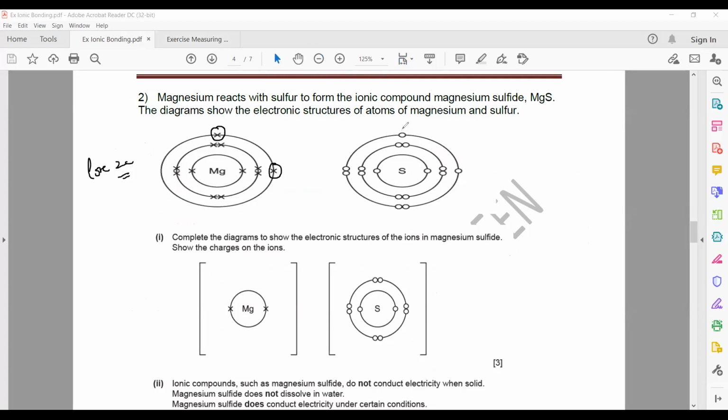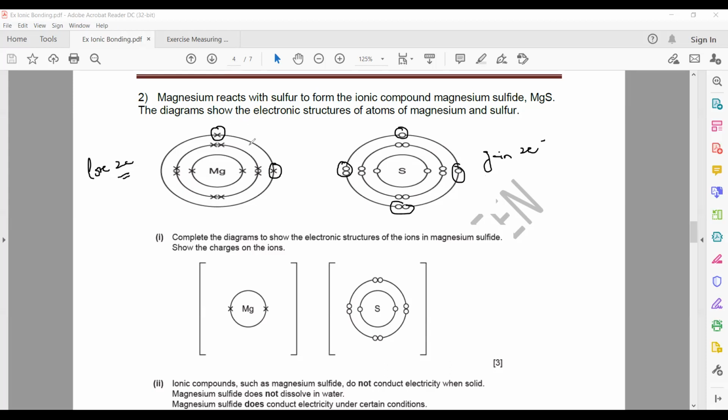And sulfur, how many electrons are there? 1, 2, 3, 4, 5, 6. So 6 electrons are there. How many electrons will it gain? It will gain 2 electrons. So we have to complete the structure.